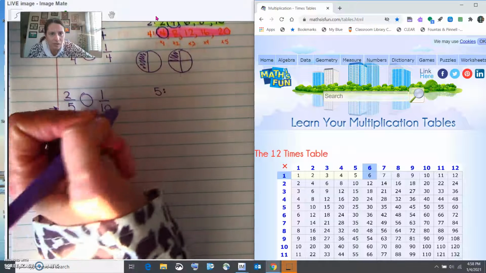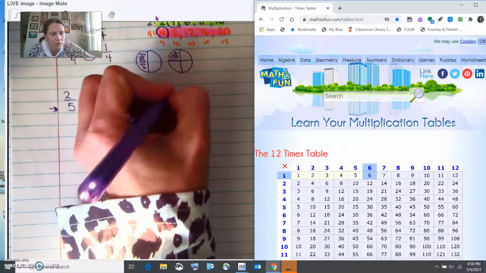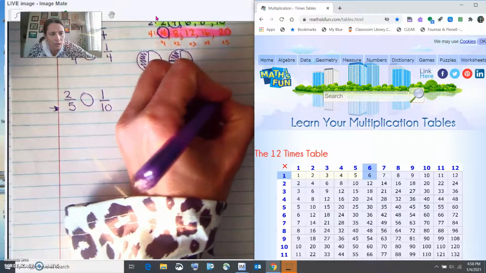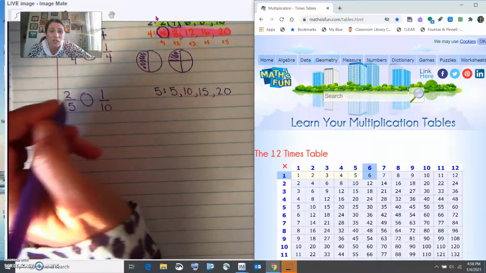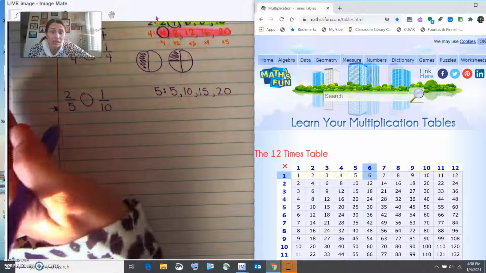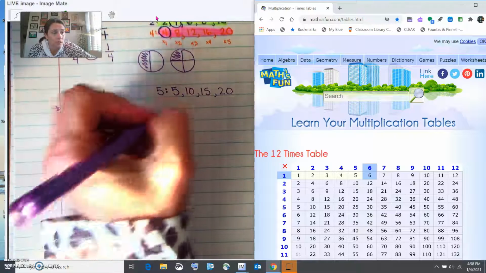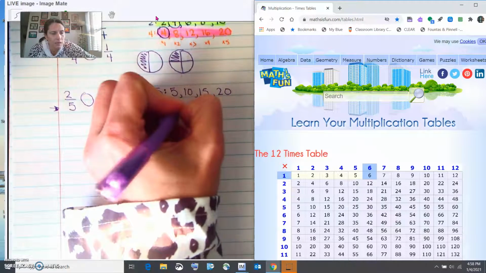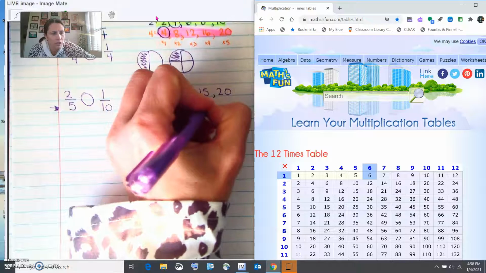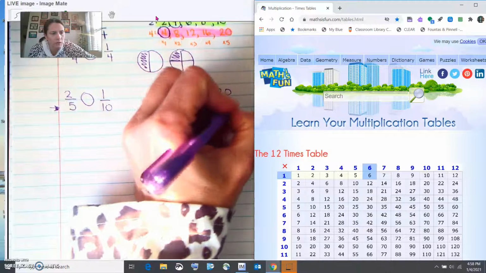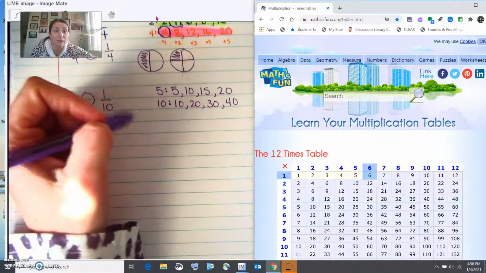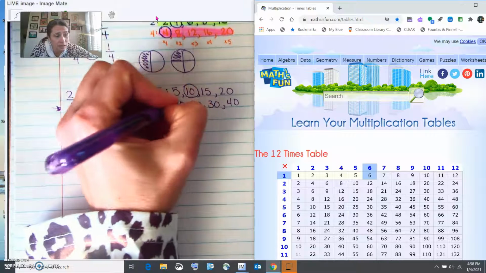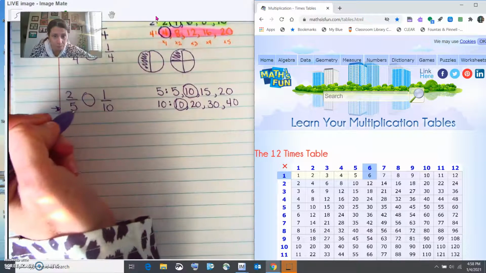Well, I don't need my skip counting chart for that. I can count by 5. So I'm going to go 5, 10, 15, 20. I'm going to usually do 4 or 5 and check to see if I need to do any more. And let's do our skip counting of 10: 10, 20, 30, 40. Okay, so we want to find the first one that's the same. And the first one that's the same is the 10, right?